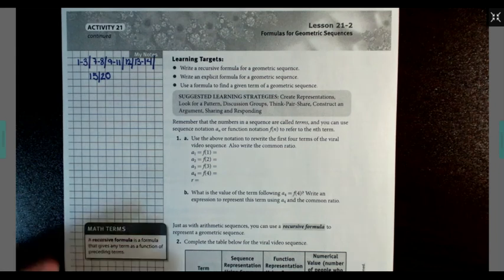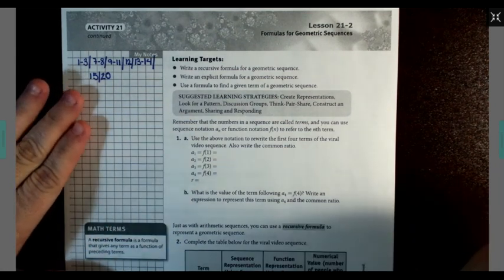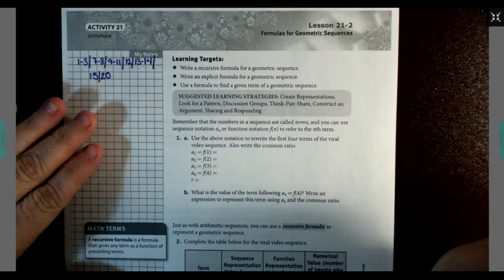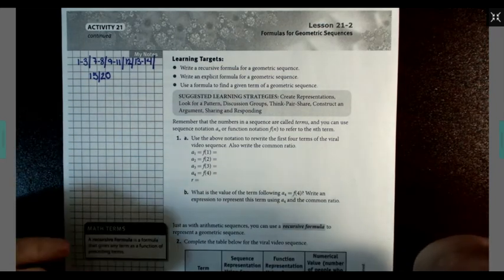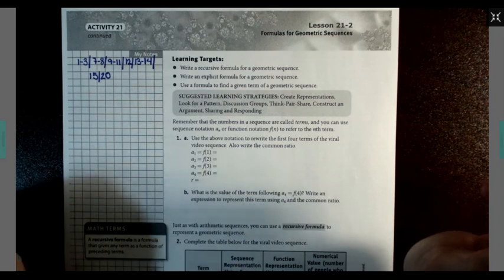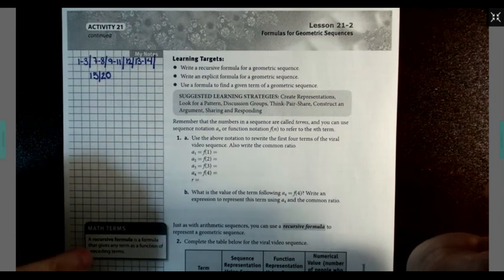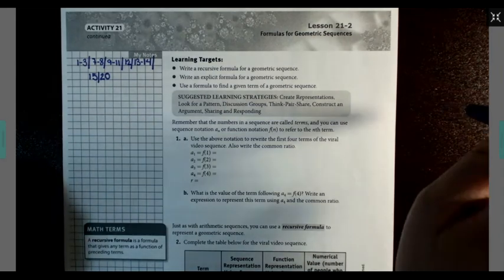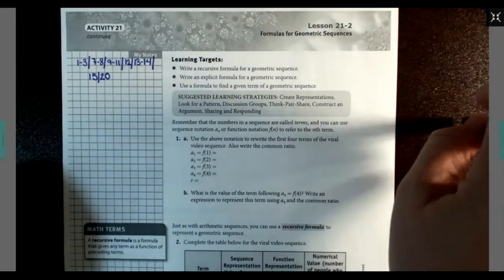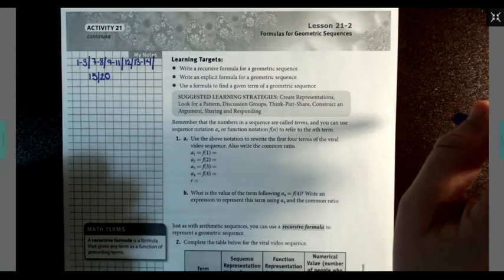Now we're going to cover lesson 21-2, formulas for geometric sequences. We're going to talk about two different formulas, the recursive formula and the explicit formula. This lesson is going to be split into 7 sections.